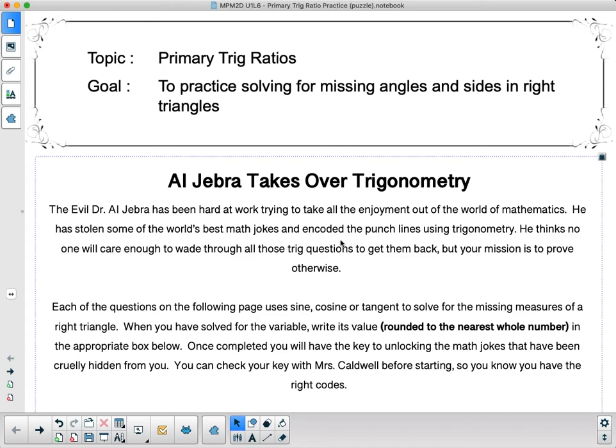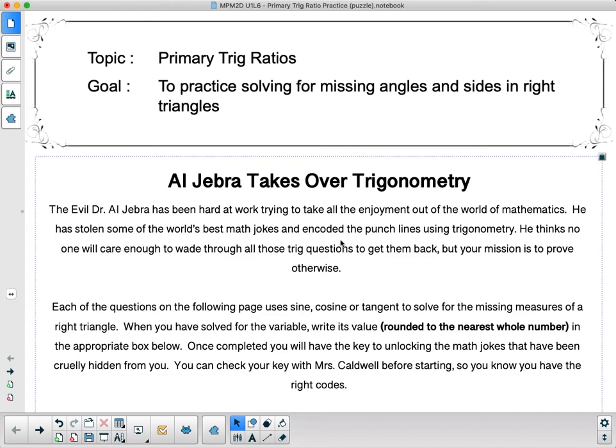We're actually not going to learn anything new today. Today is a practice day, and we have a puzzle page for you to do for your homework. So I'm just going to introduce the puzzle page, and then you're going to spend the rest of the time trying to solve this puzzle. Our goal today is to practice solving for missing angles and sides in right triangles. So you're going back and forth between the two methods that we learned in the last two lessons, and we are going to use that to solve this problem.